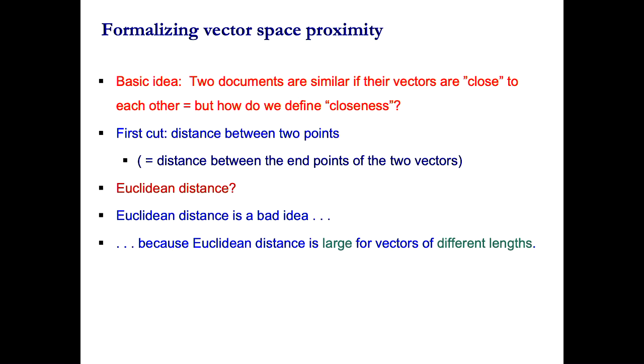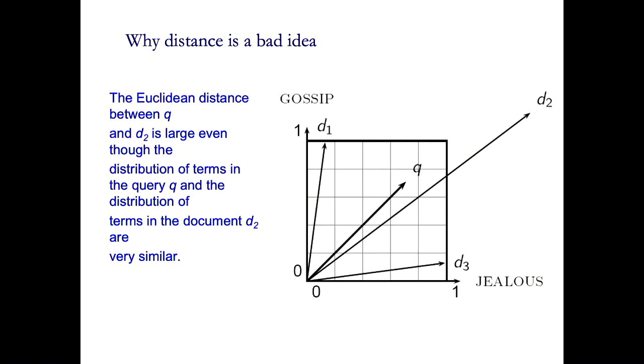But the Euclidean distance, the distance from this to this, that's a really bad one. It doesn't work. And the reason it doesn't work is that it takes account of the length of the vector. The length of the vector is dependent upon the total count of words in the document.